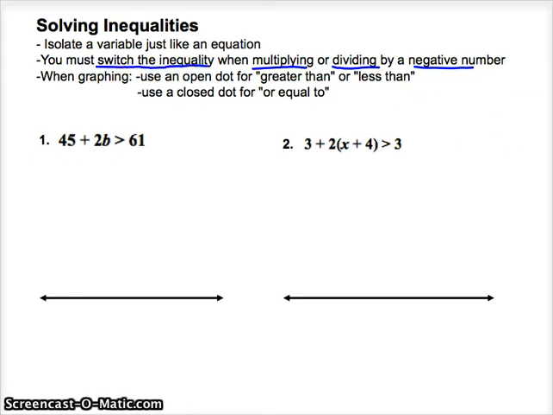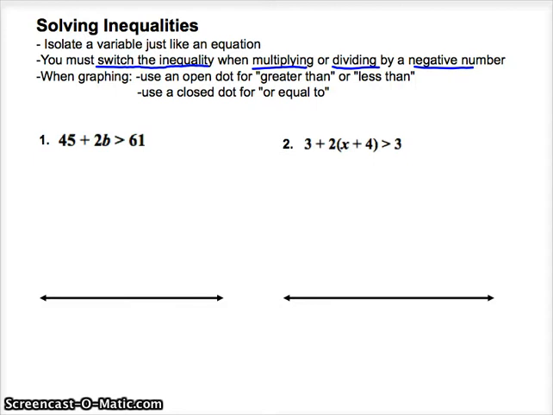The other difference is that when we solve inequalities, we will always graph on the number line to illustrate the values for which the inequality is true. So, when we are graphing, we will use an open dot for simply greater than or less than, and we'll use a closed dot when we have the or equal to bar underneath the inequality. This shows whether or not the solution is included in the set or not. So let's go ahead and get started with some examples, and we'll talk about some of these rules as we go.